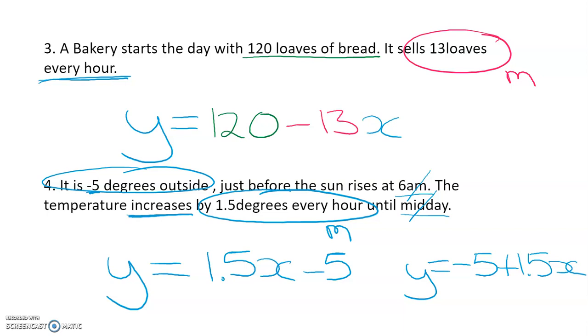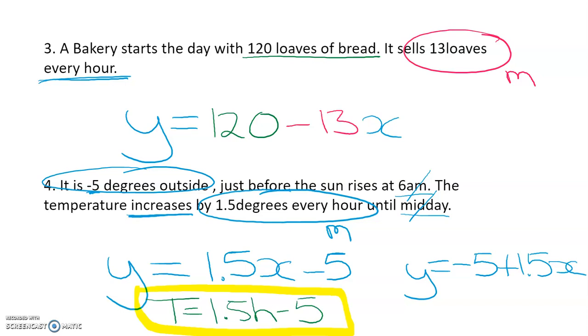For this, for example, you could have used temperature for T and h for hour. And if you did do that, you'd have t equals 1.5h minus 5, where t is your y value equivalent and h would be your x.